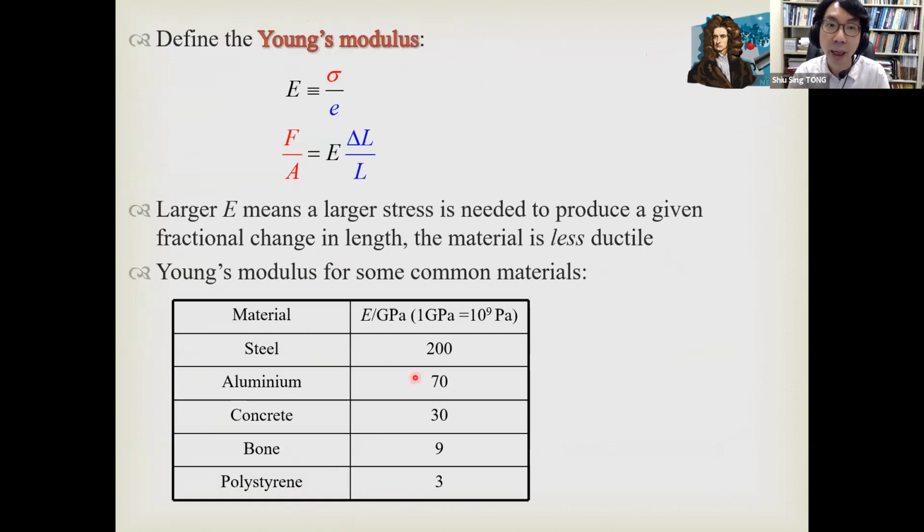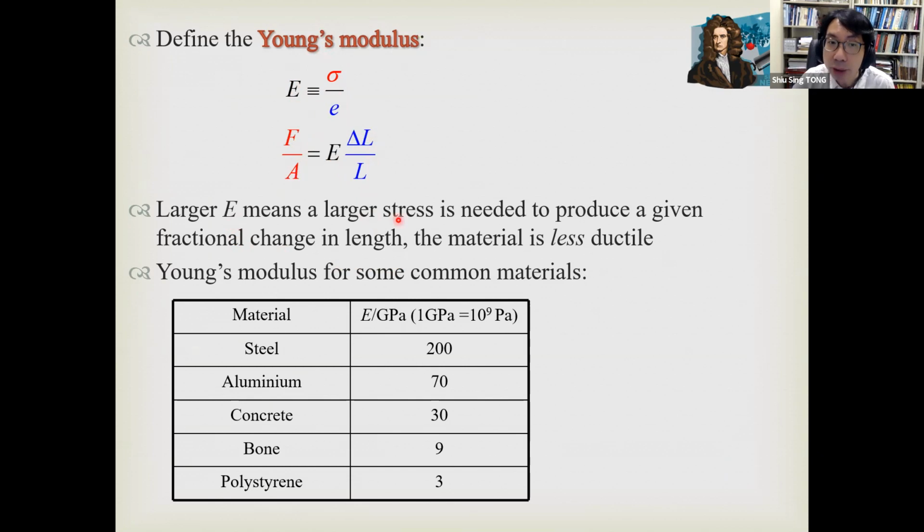And how do we define that constant? That constant is called the bulk modulus, the Young's modulus, sorry, Young's modulus. Sigma over epsilon, the stress divided by the strain, is called the Young's modulus, and I denote the Young's modulus by E. So if I write in terms of F and L, I have F over A equal to the constant E multiplied by delta L over L.